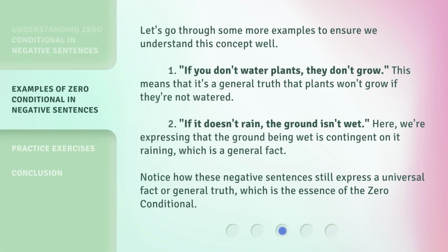Let's go through some more examples to ensure we understand this concept well. 1. If you don't water plants, they don't grow. This means that it's a general truth that plants won't grow if they're not watered. 2. If it doesn't rain, the ground isn't wet. Here, we're expressing that the ground being wet is contingent on it raining, which is a general fact. Notice how these negative sentences still express a universal fact or general truth, which is the essence of the zero conditional.